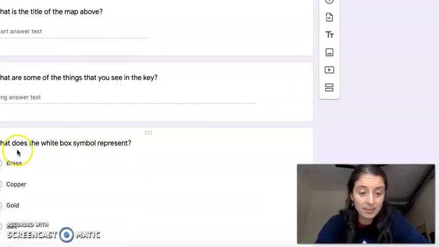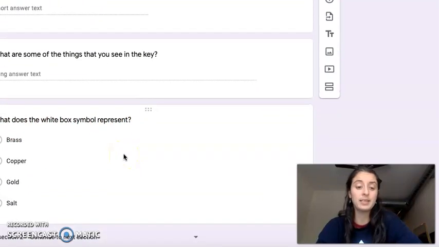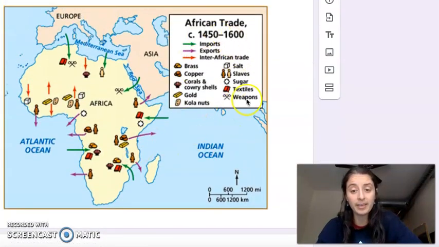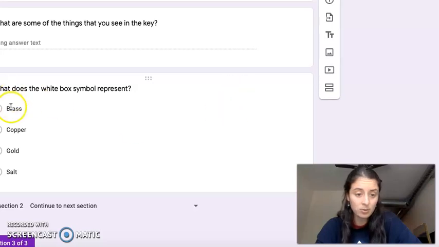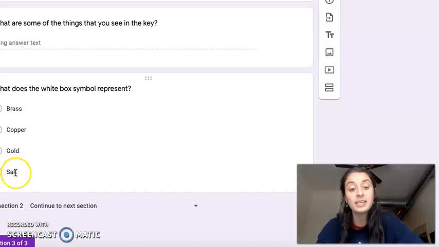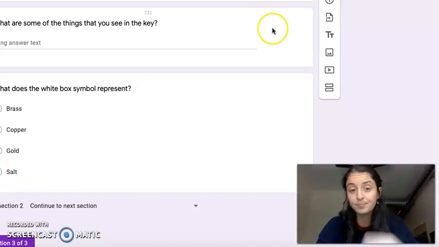I asked what does the white box symbol represent? So I'm looking back at the key, and I actually see two white boxes. I see one for salt and one for sugar. Let's look at the answer choices. No salt, no salt, no salt. Here we got salt and there's no sugar. So I know D here would be my correct answer.